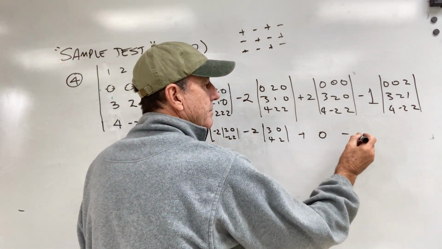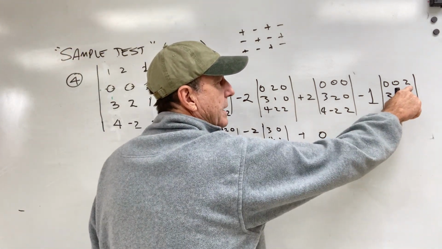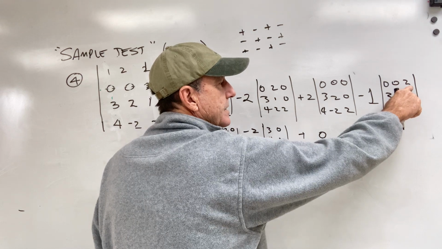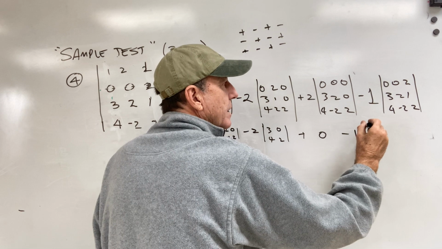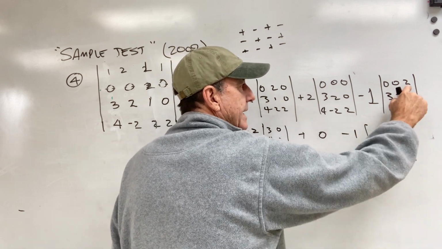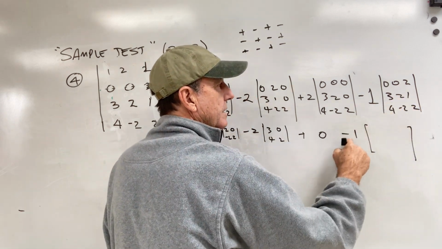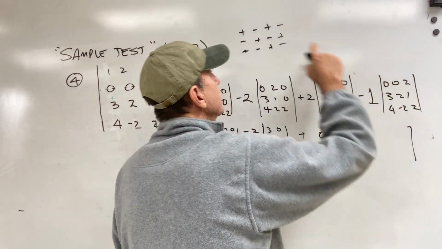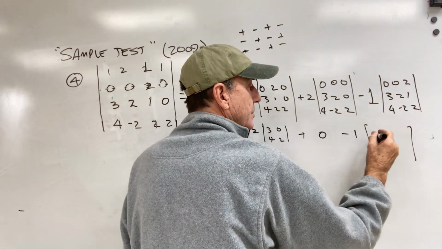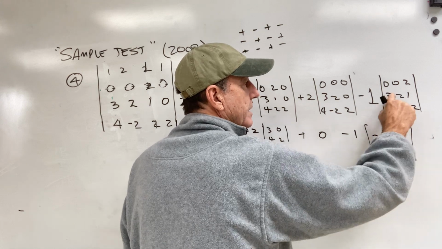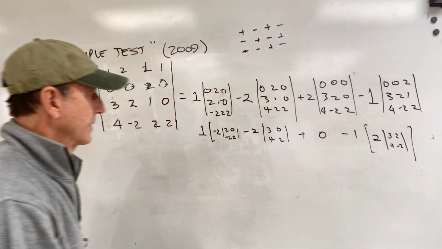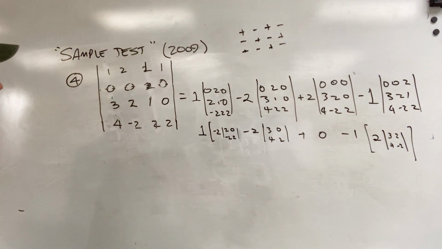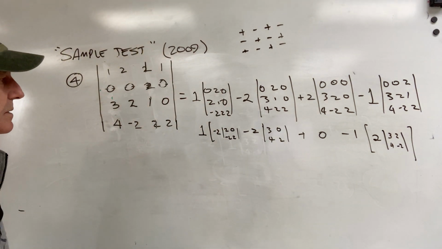And this one, I'm going to get -1, and I'll expand about that element there. So this -1 is here. This is going to be, let's see, plus minus plus. That's a +2 times this little minor, which would be 3, 2, 4, -2. Okay? So if we can work that out, we should be good.